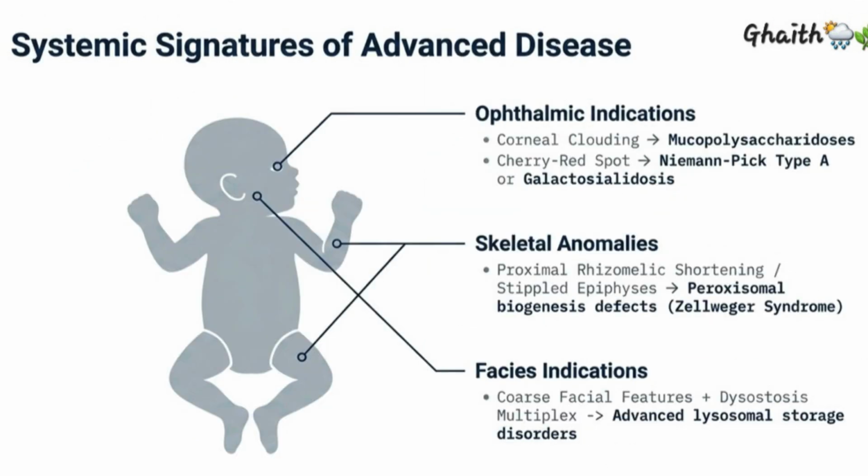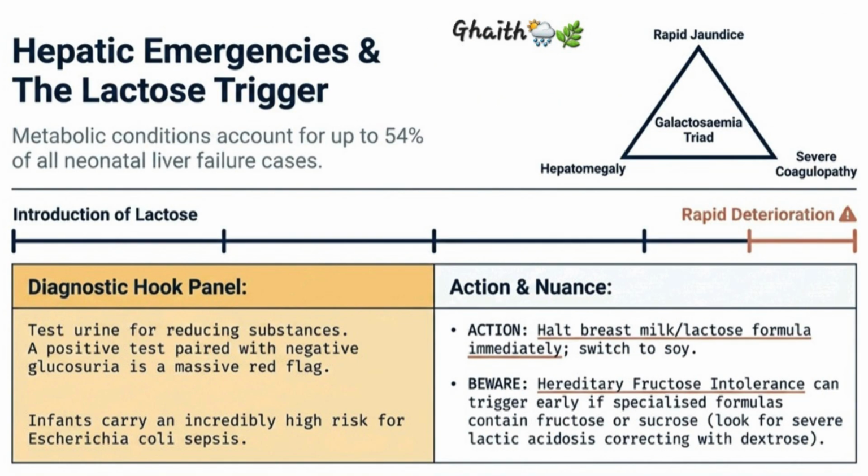An ophthalmologic evaluation can be a massive diagnostic accelerator. Finding corneal clouding points directly to mucopolysaccharidosis, while a cherry red spot screens for Niemann-Pick type A or galactosialidosis. Skeletally, we look for proximal rhizomelic limb shortening or stippled epiphyses, which are classic hallmarks of peroxisomal biogenesis defects like Zellweger syndrome. When these are paired with dysostosis multiplex or coarse facial features, you are looking at an advanced lysosomal storage disorder.